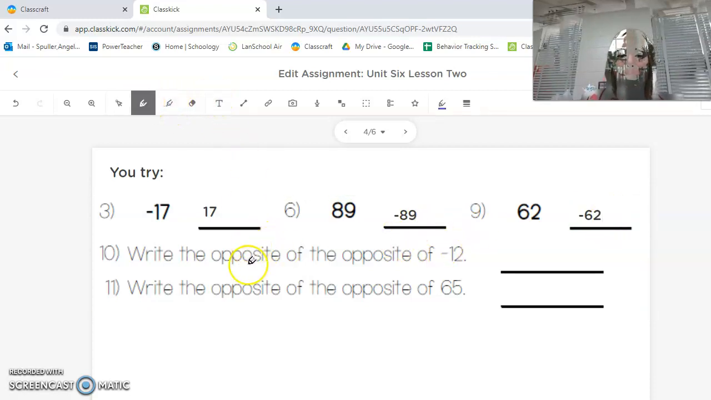Okay, now think about it. If I do the opposite of -12, I get 12. But then if I switch over to the opposite, I'd go back to -12. Let's try this again. The opposite of 65 is -65, right? So then the opposite of that would be just going back to 65. Great job.